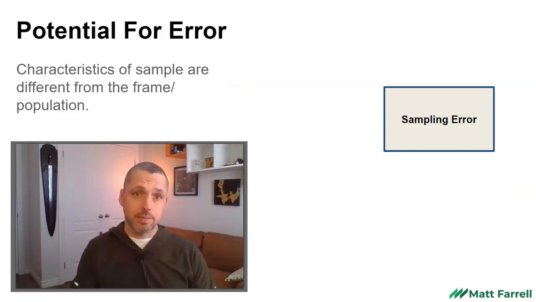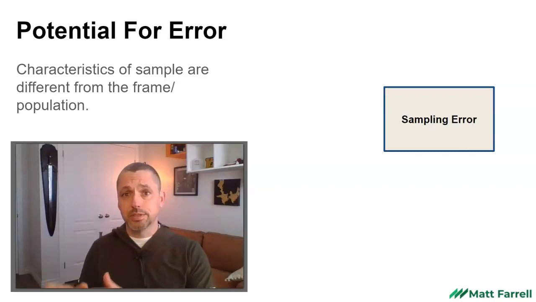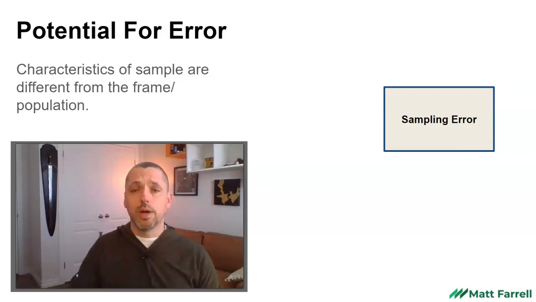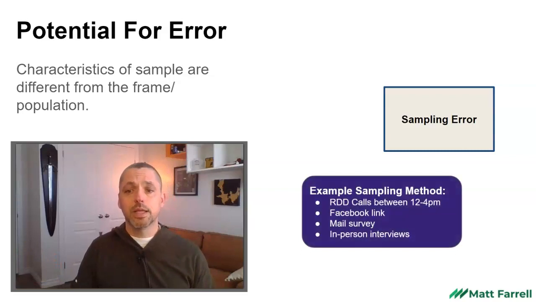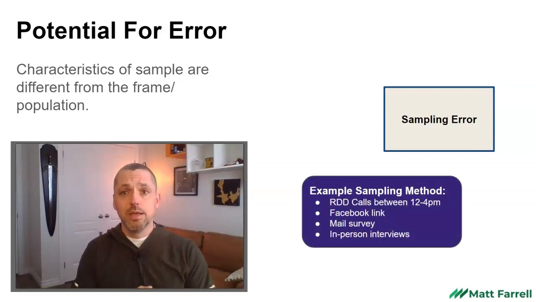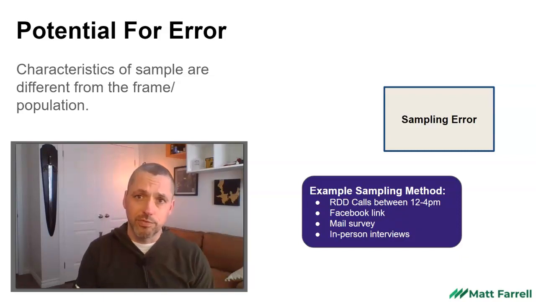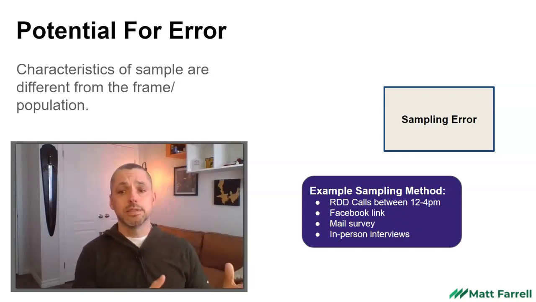The next type of error we're going to look at is sampling error. And so this is at the next step in the process where we're drawing a sample from the sample frame. It's possible that those people we sample, again, are different from the rest of the people in the sample frame and the population. What might this look like? Well, let's say if we've got a list of phone numbers, but we only call people between the hours of 12 and 4 in the afternoon. We're definitely going to miss some people.